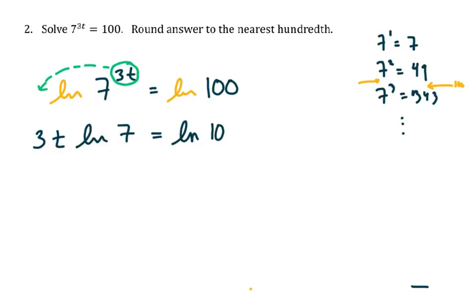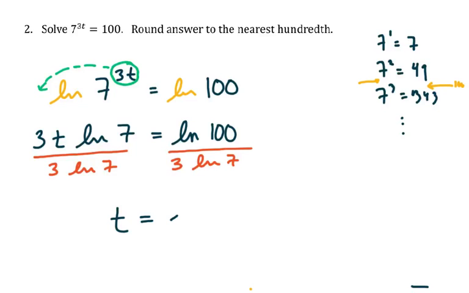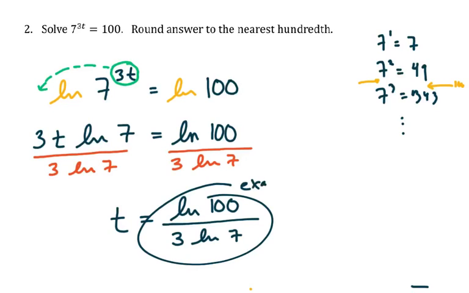To finish getting t alone, t is what I'm solving for, I'll just divide on the left-hand side by 3 natural log 7. That will get t alone. So we'll divide the right by the same. And that will give us in exact form that t is equal to the natural log of 100 divided by 3 times the natural log of 7. In the homework it does ask for exact solutions, so this would be the exact solution. So right here, this is good as far as the homework goes.